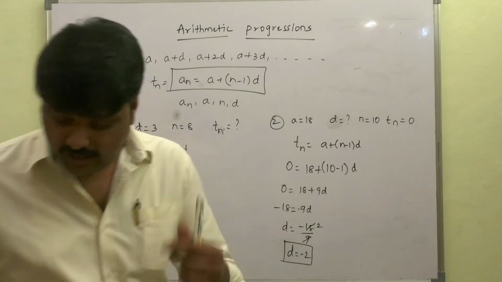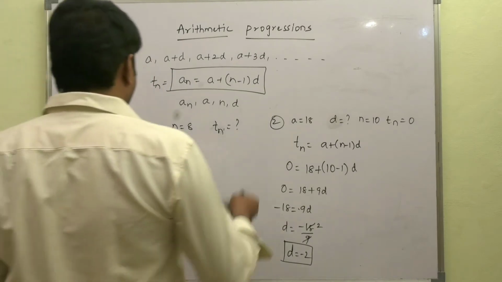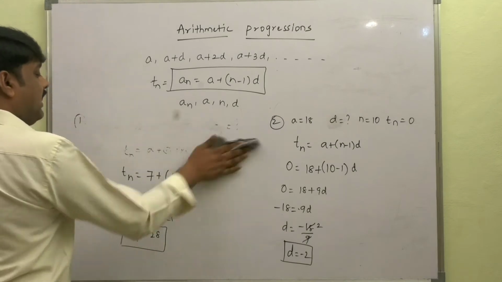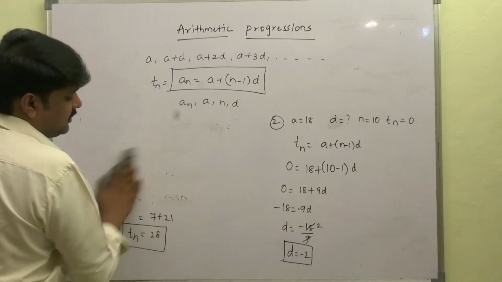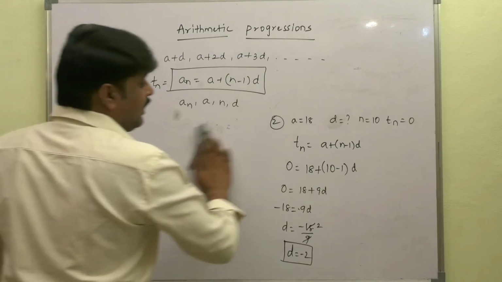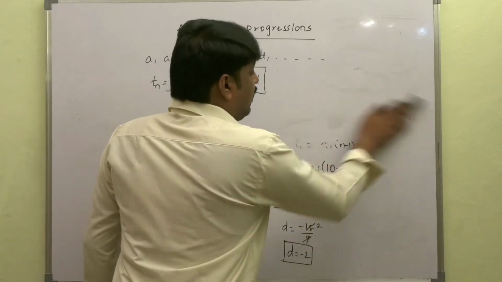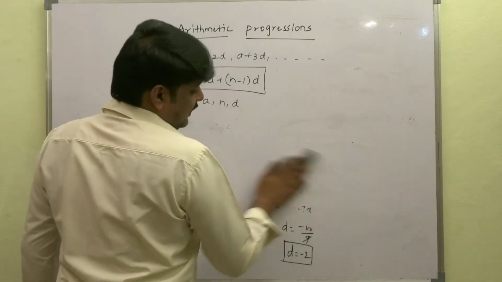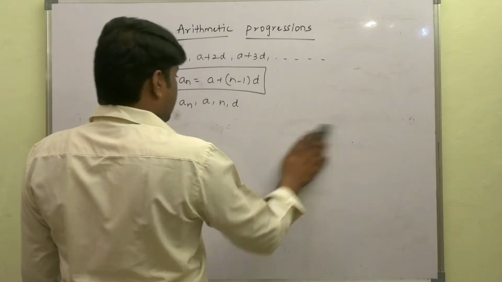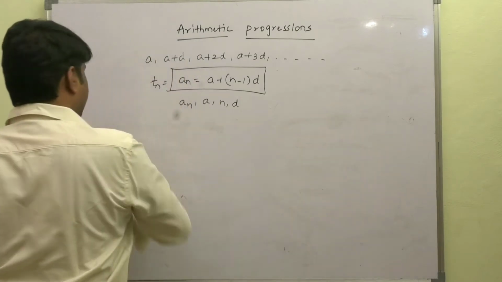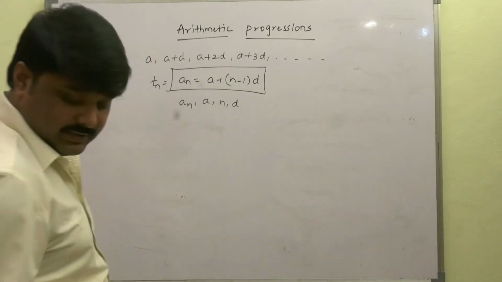In these 2 problems, in the first we are given all the parameters except tn, and in the second we are given the value of tn, a and n. We are asked to find the value of d. Let us see the next problem.